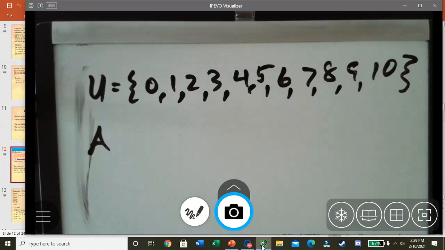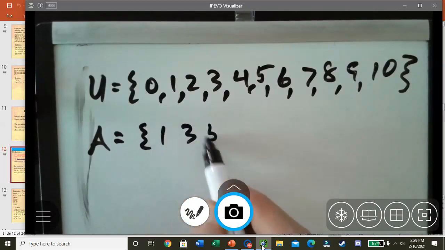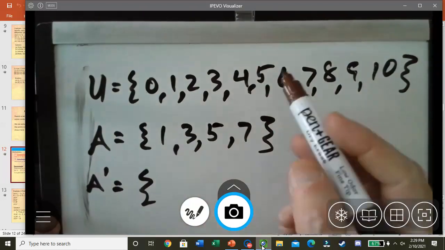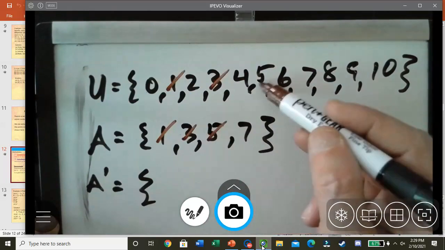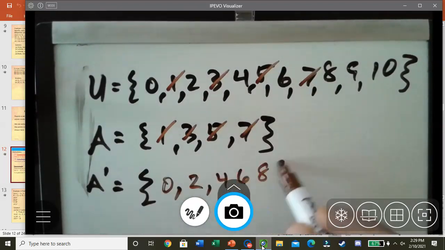Oh, here we are. Okay, 1, 3, 5, 7. Am I right? Okay. Now the complement is going to be everything in the universal set that's not in set A. So what we do is we look at set A and we start crossing out. So here's 1, can't cross out a 1. 3, cross that out. 5, cross that out. 7, cross that out. Anything that's not crossed out that was in set A is in the complement of set A. So that would be 0, right? What else? 2, 4, 6, 8, 9, 10.